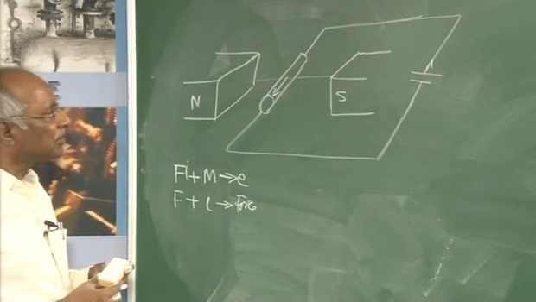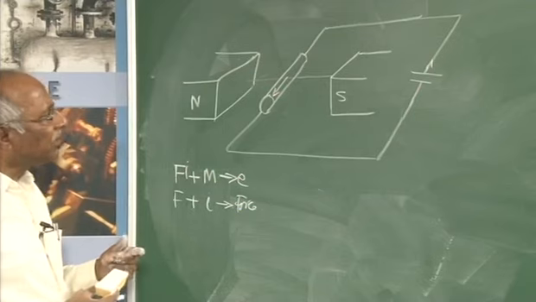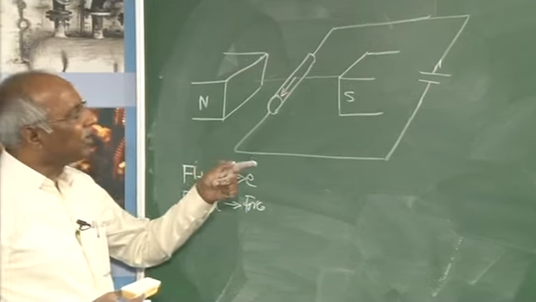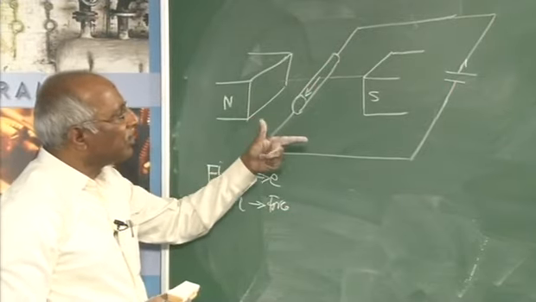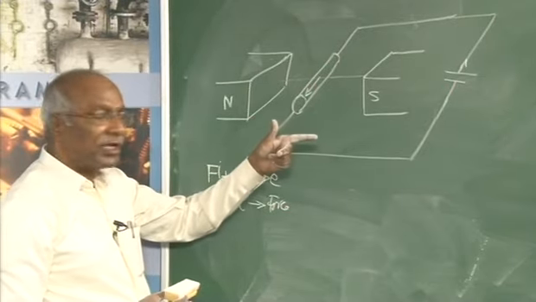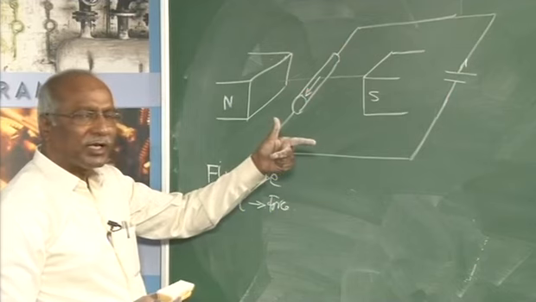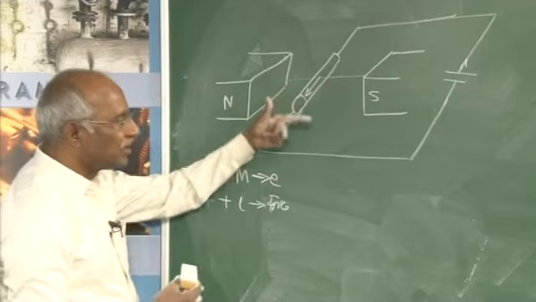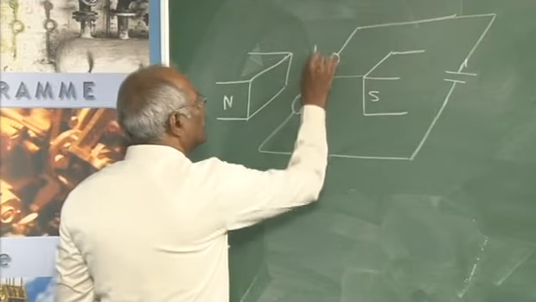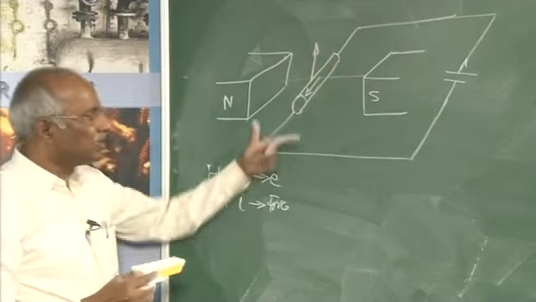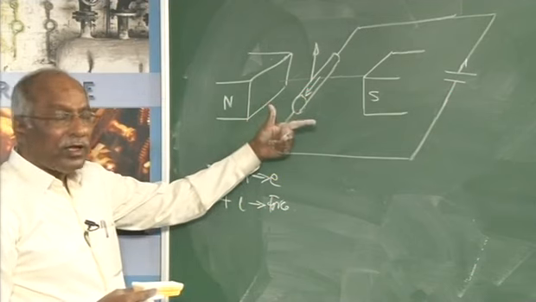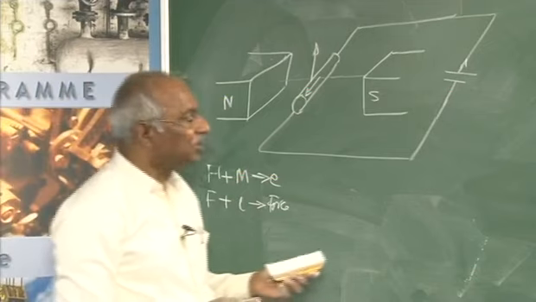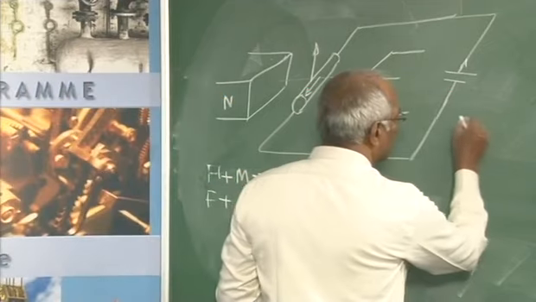Now, it experiences a force. What is the direction of the force experienced? It can be determined by Fleming's left hand rule, where the forefinger gives the direction of the flux, the middle finger gives you the direction of the current, and the thumb gives you the direction of the motion. So, in this case, the current is coming out, therefore, the motion is upward. The conductor tries to move upward. Why does it move upward?